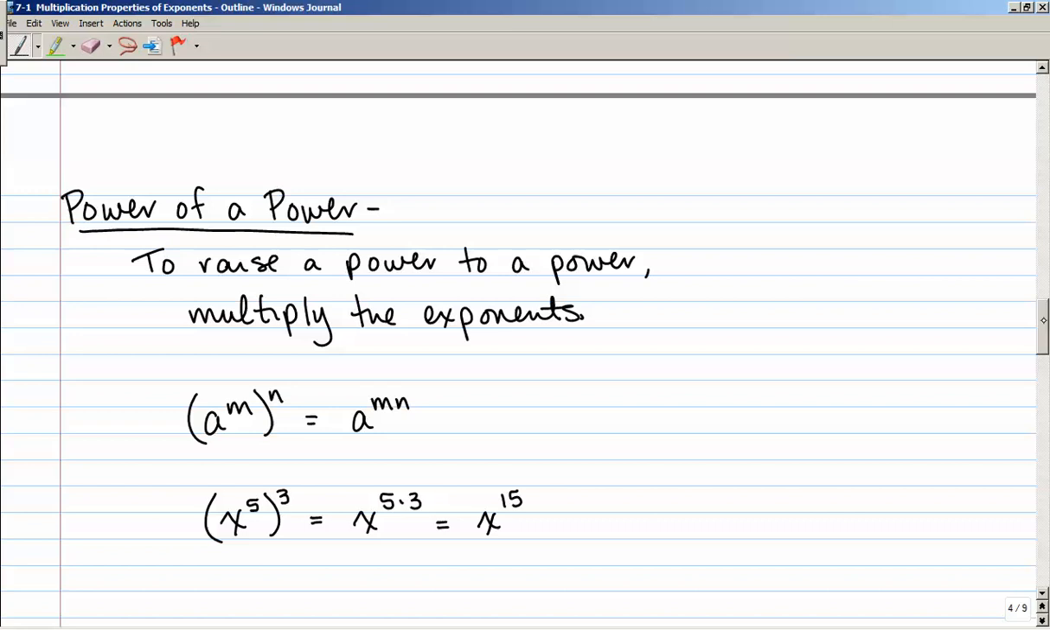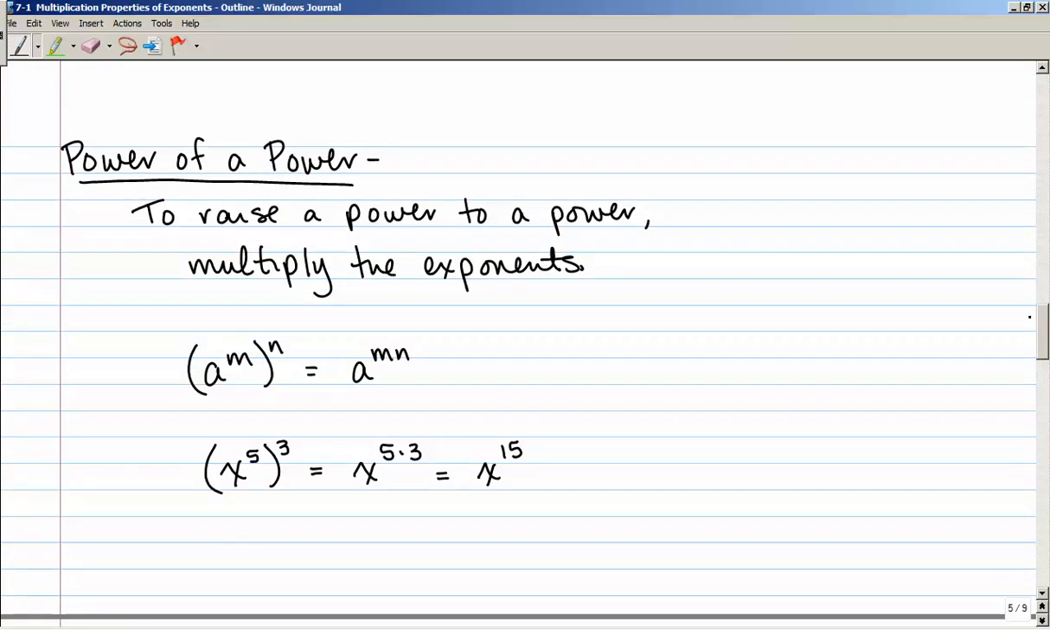Here's another property. A power of a power. In order to raise a power to a power, you multiply the exponents. So a to the m is a power, and we are raising it to the nth power. So a to the m raised to the n is a to the m times n. Here's an example. x to the 5th, the whole thing raised to the 3rd power, is x to the 5 times 3, or x to the 15th.